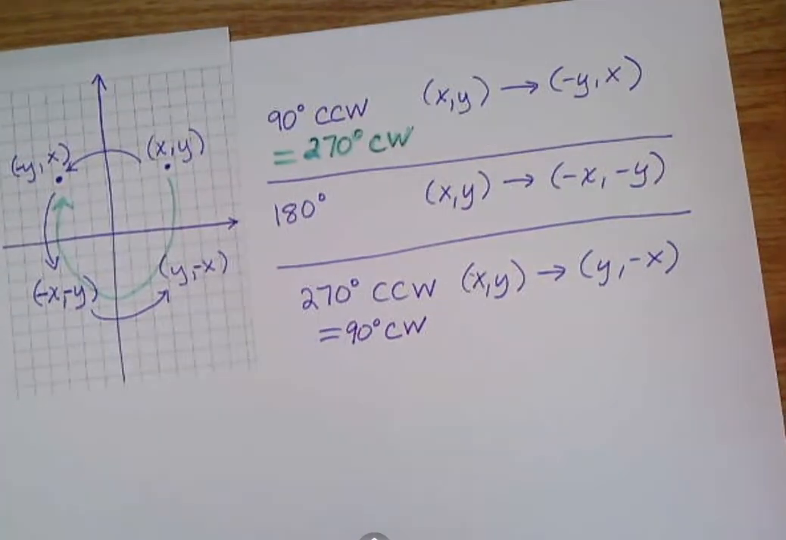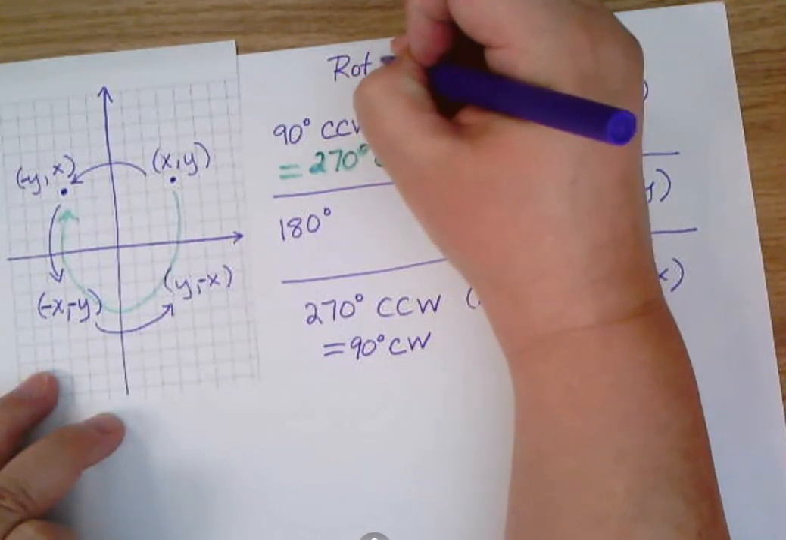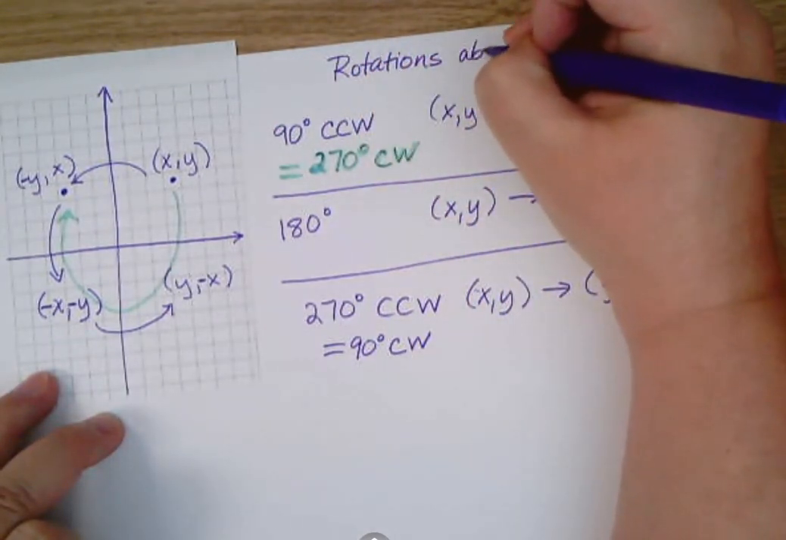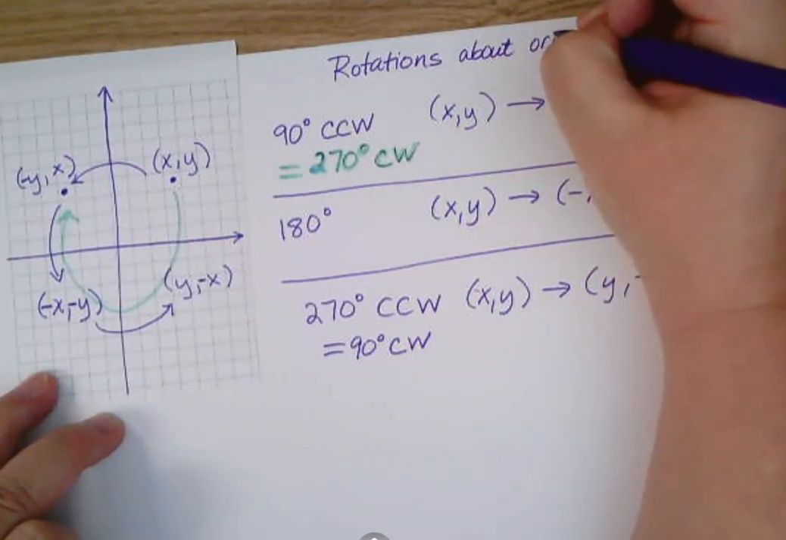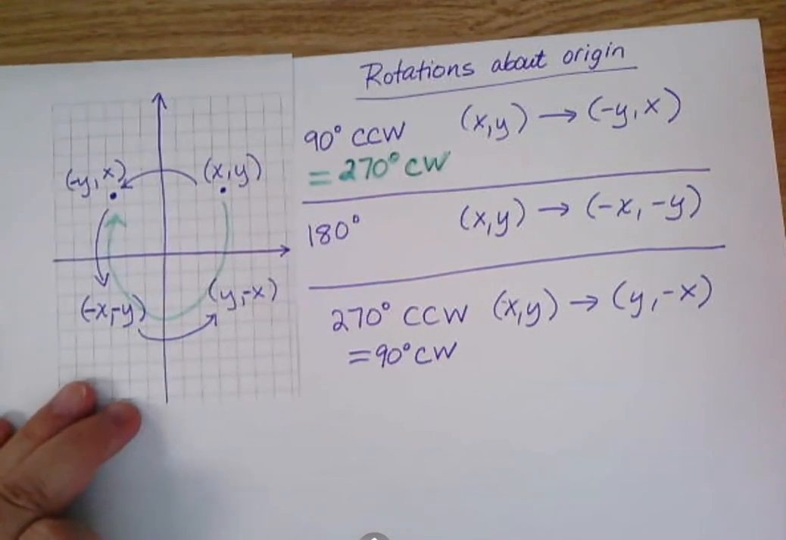And that's all you need to know about rotating about the origin. Okay, so these are all about the origin. You do have to know for sure that that's your center of rotation. If it's something other than the origin, that gets a little bit more complicated.